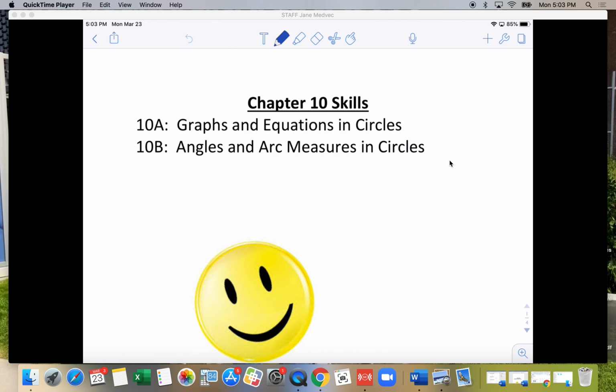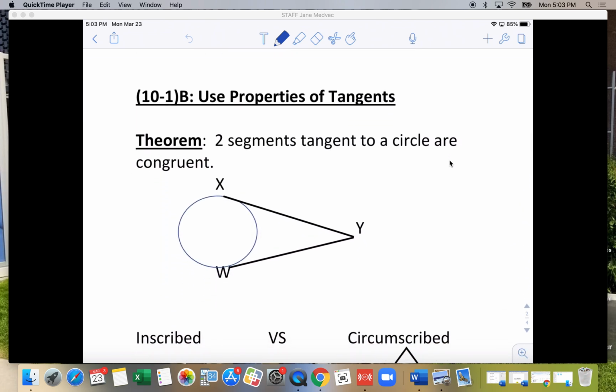We're moving on to Chapter 10, and we're going to look at, again, graphs and equations in circles and arc measures in circles. The main topic that we're going to look at today is 10.1b. We're going to use properties of tangents. Just make sure before you go to this section that you look at 10.1a first and know all of the vocabulary that's associated with this section.